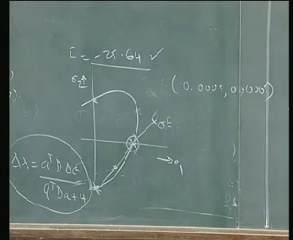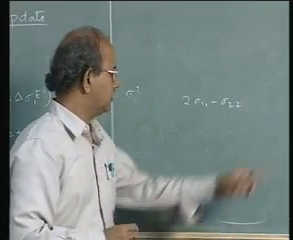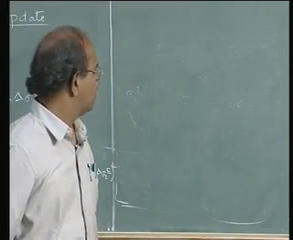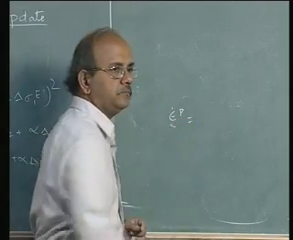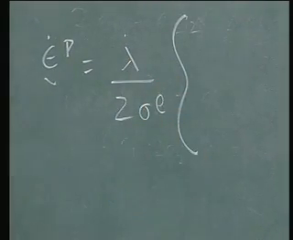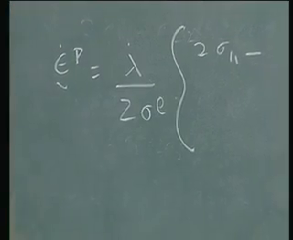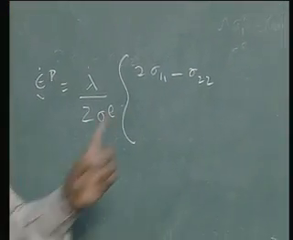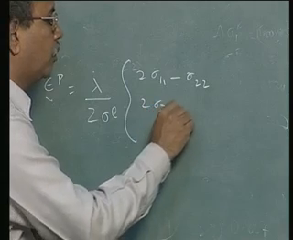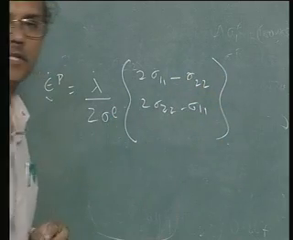That happens to be 2 sigma 11 minus sigma 22, divided by... let me write down the full equation, so then you will know it. The full equation for epsilon dot P is equal to lambda dot divided by 2 sigma E into 2 sigma 11 minus sigma 22. In this case it is sigma 1 and sigma 2, and then the second case is 2 sigma 22 minus sigma 11, and if there is a tau, of course you have one more term. Let's stop with this. So these are the two terms.